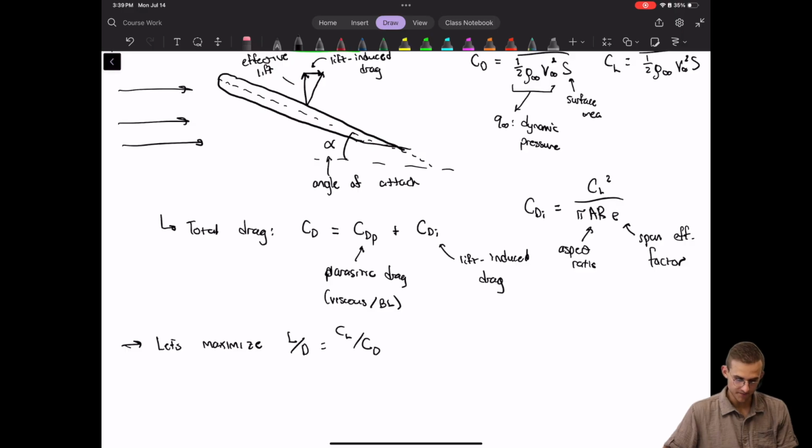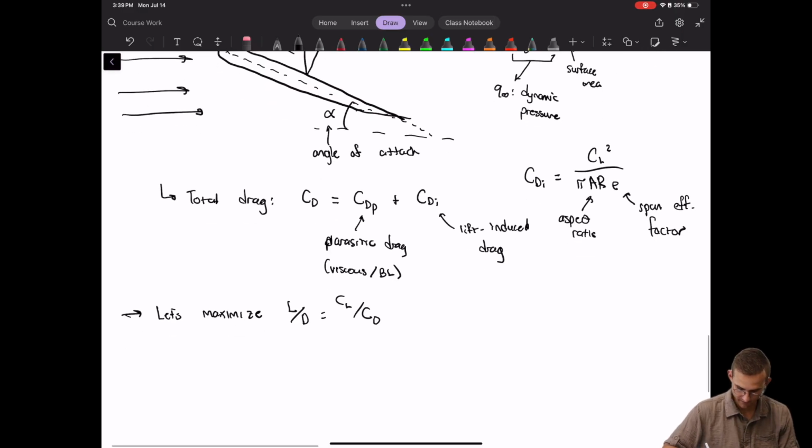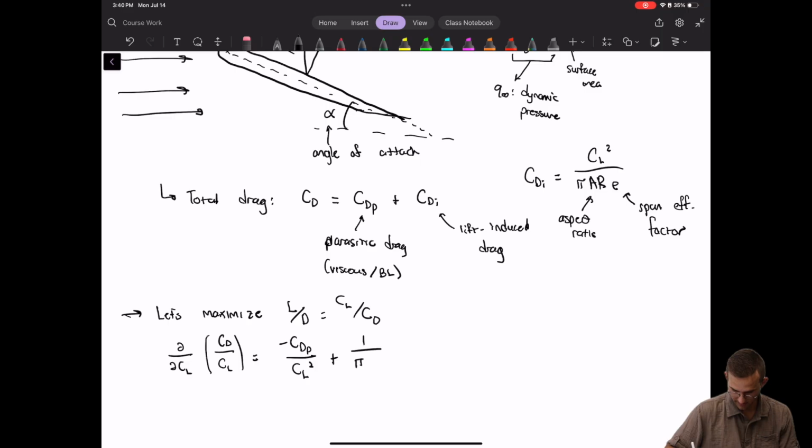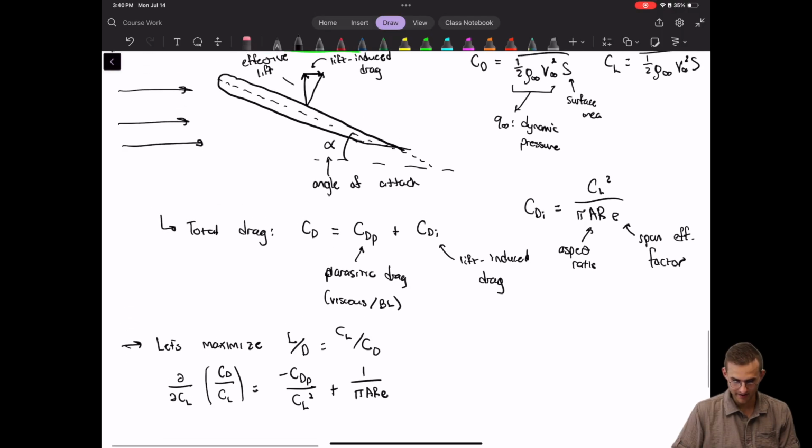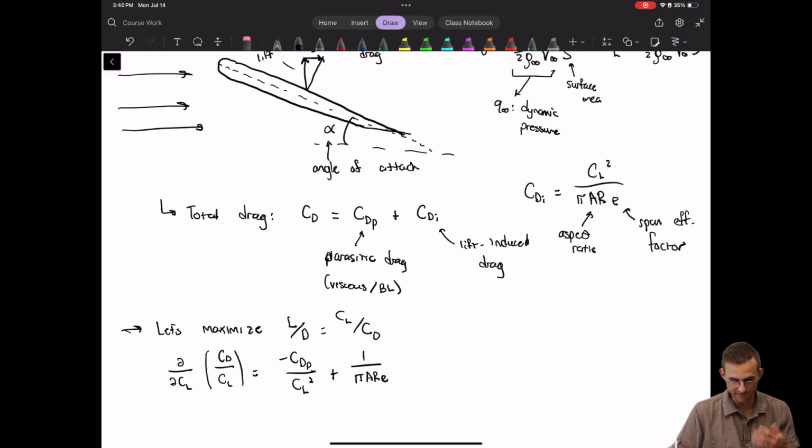So first off, if we take the partial derivative with respect to CL of this ratio, CD over CL, what you end up with is negative CdP divided by CL squared plus 1 over pi AR E. So we split up the coefficient of drag into two components, and then we differentiate it with respect to CL, and we set that equal to 0.